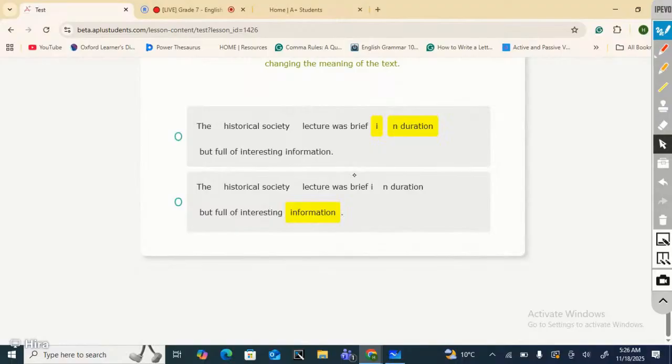Let me select the option in which a redundant word or phrase is used. And you can remove this redundant word or phrase without changing the meaning of the text. So select wisely which option is correct. Option 1, in which the phrase in duration is redundant, or option 2, in which the word information is redundant. Now, just think that if you remove the word information, would the sentence still be clear? Or would it still be the same? And same is the case with option 1. So try both.